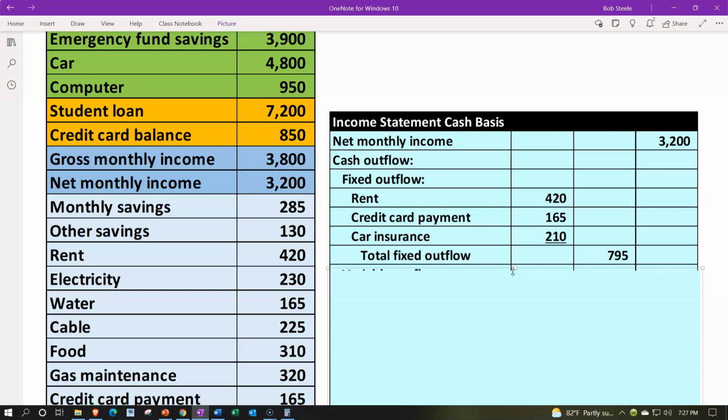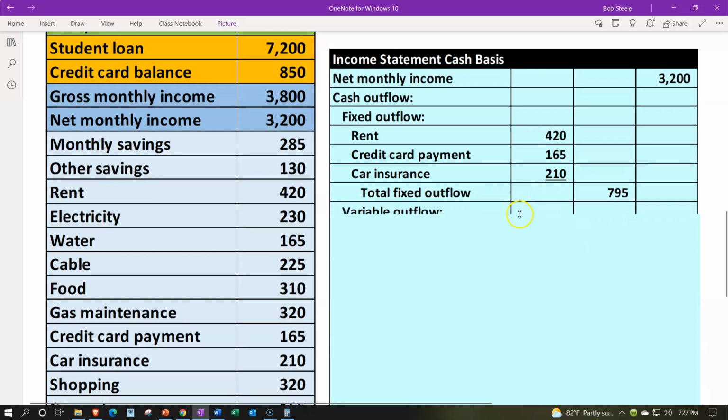That gives us our total fixed outflows, the 420 plus the 165 plus the 210, which we put in the inner column. Notice we're getting a little bit more complex in our structure. We've got the cash outflows and then a subcategory, one of two subcategories, and then another indentation here for that subcategory, it then being in the outer column or middle column for the subtotal at the 795, summing up these three numbers. Then we've got the variable outflows.